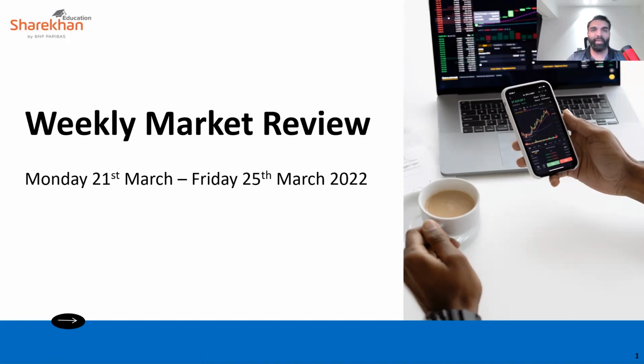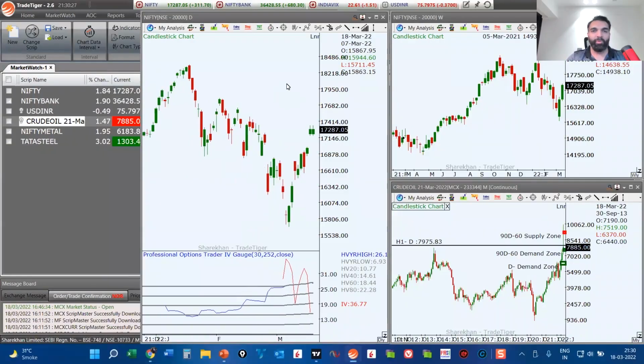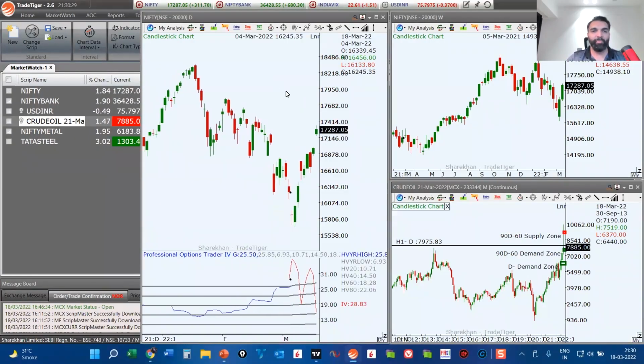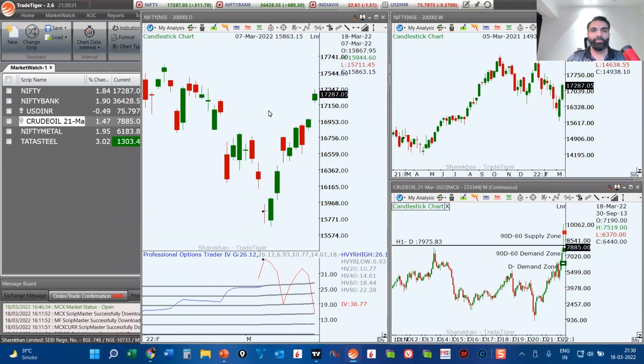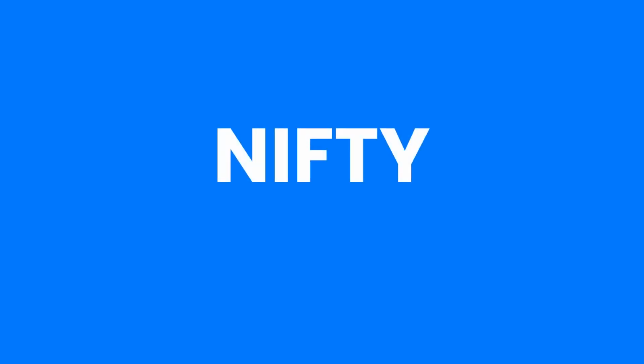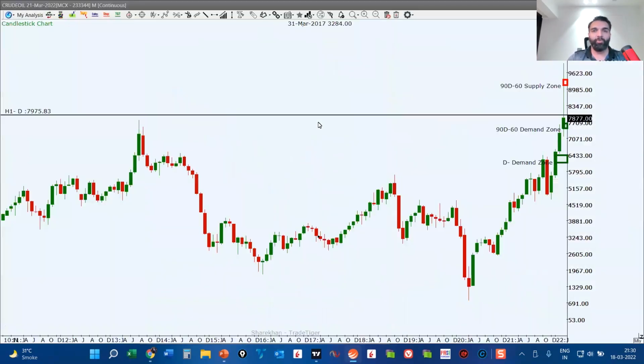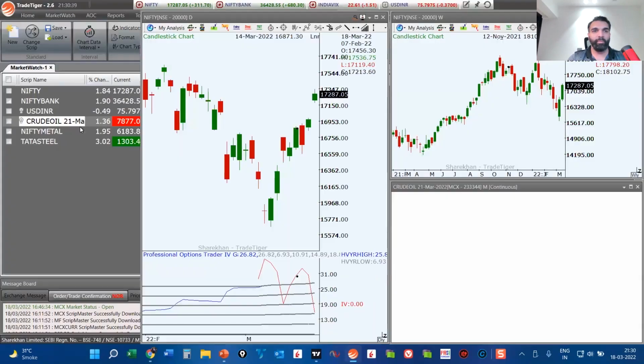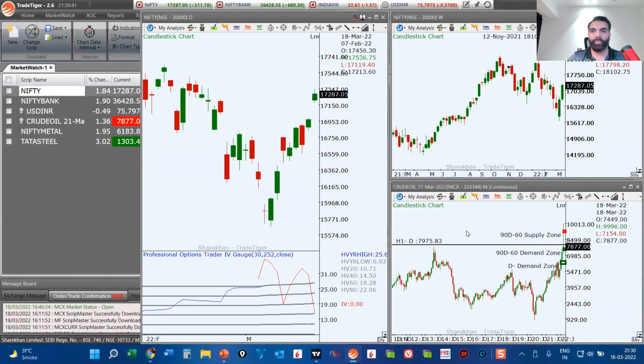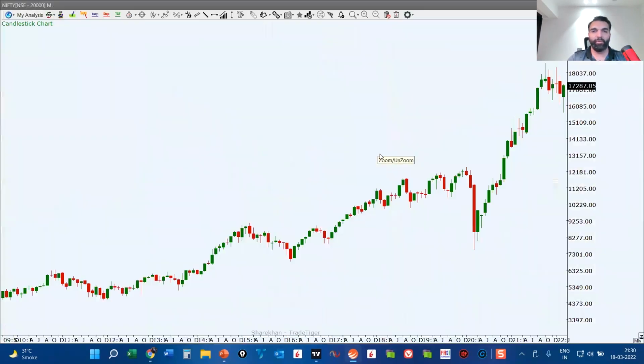So let's deep dive down into the charts and find out some key levels and some levels based on demand and supply for the coming week. All right, so this is our platform Trade Tiger and as you see, we see the Nifty chart. So let's start with the Nifty analysis for the month. Let's open the monthly chart now, and let me just get the monthly chart of the Nifty.